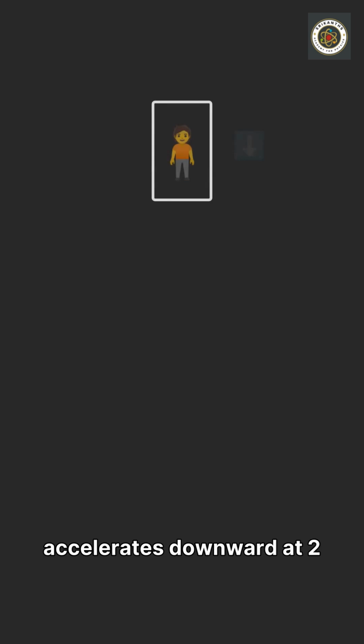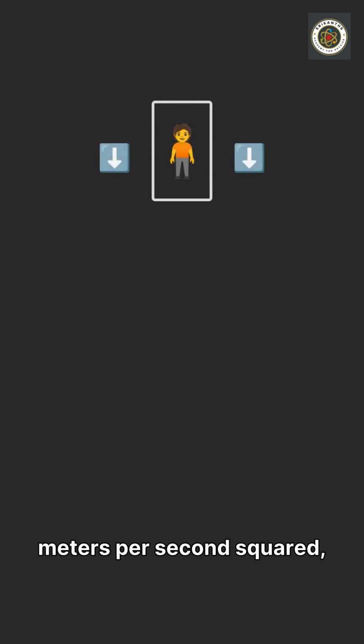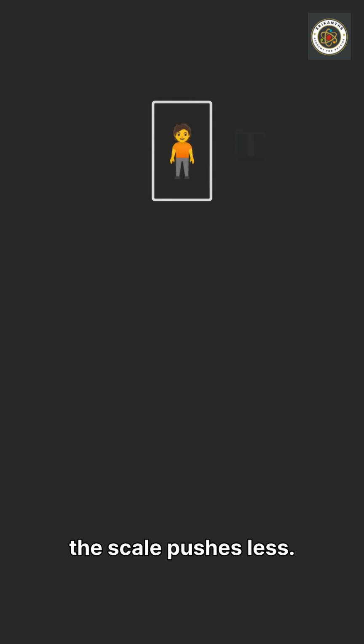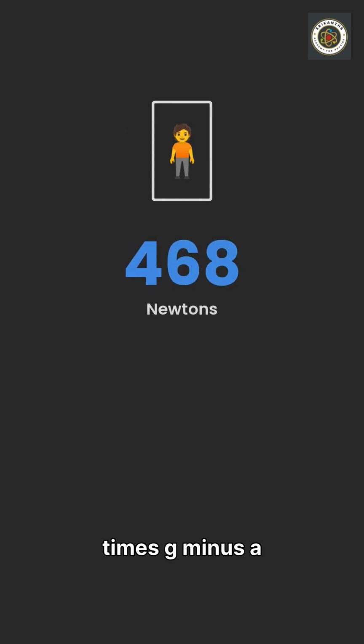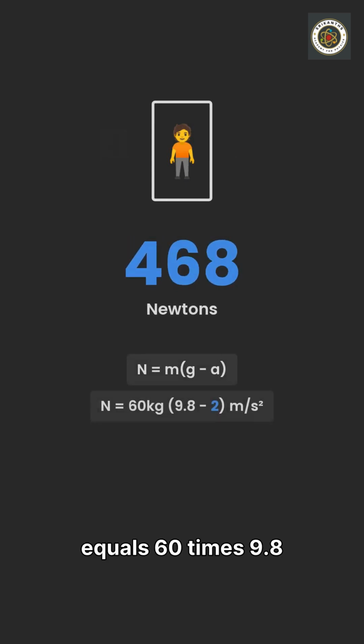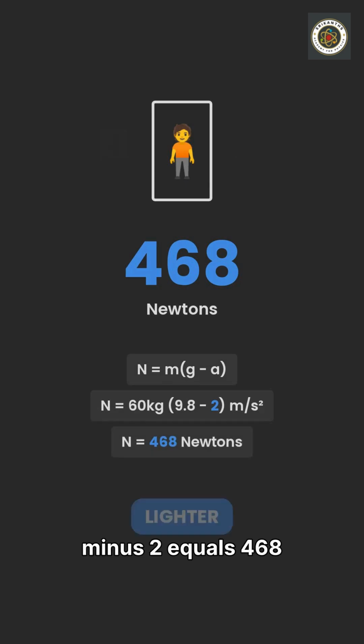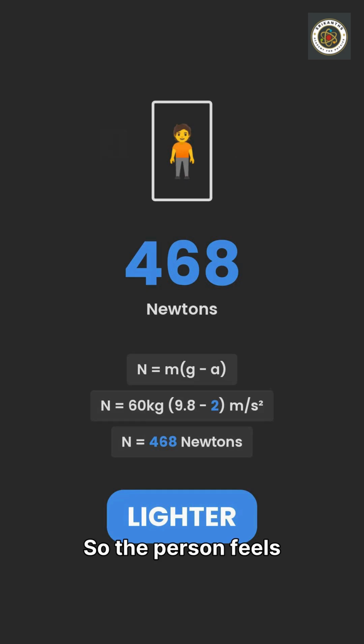And when the lift accelerates downward at 2 meters per second squared, the scale pushes less. Now N equals m times (g minus a) equals 60 times (9.8 minus 2) equals 468 newtons. So the person feels lighter.